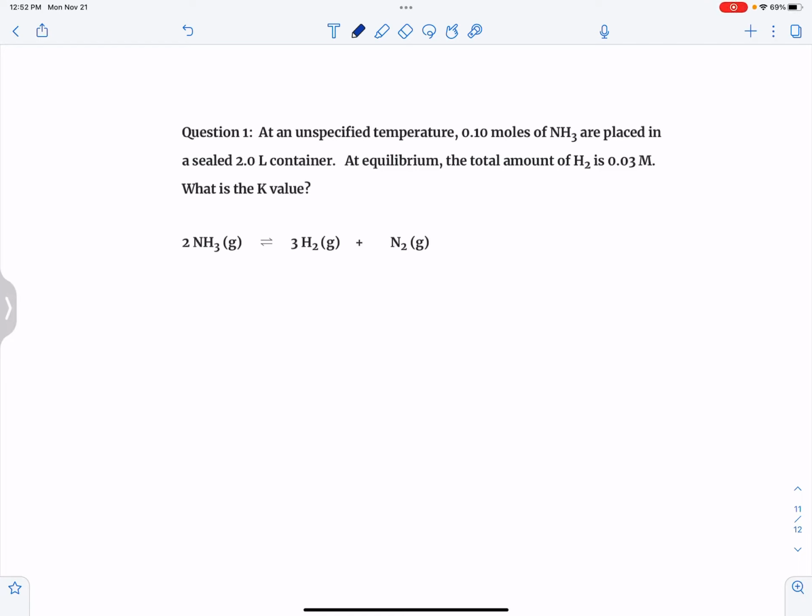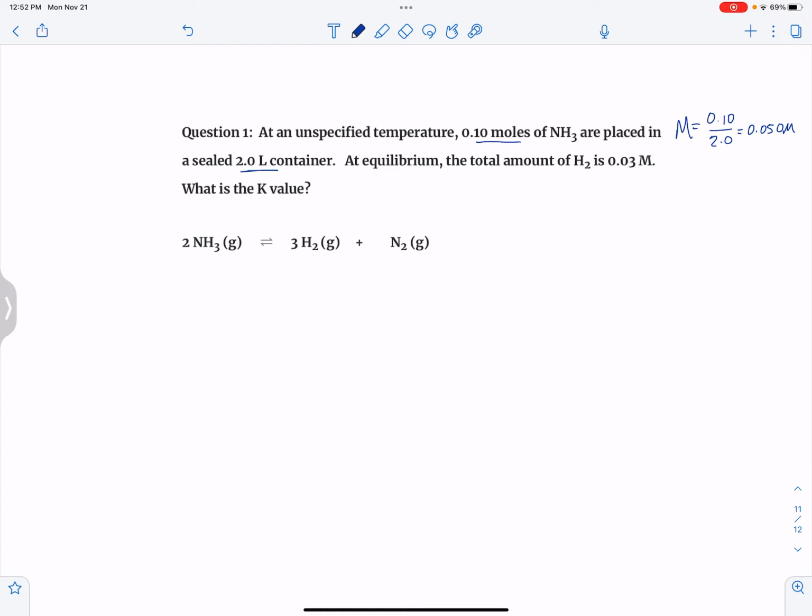All right, so as we solve this problem, we can see that it's telling us 0.10 moles in a 2-liter container. So we always need the molarity. So that means that we have 0.10 moles divided by 2.0. So that answer is going to be 0.050 molarity. That's going to be what goes in initially.